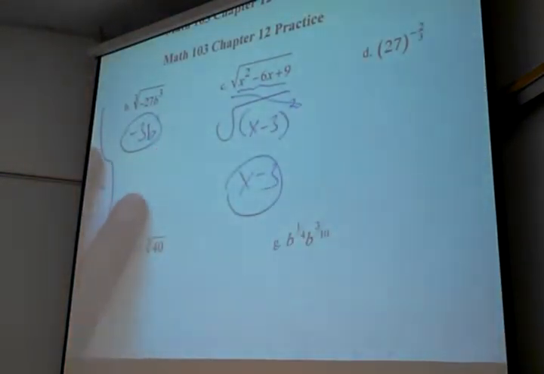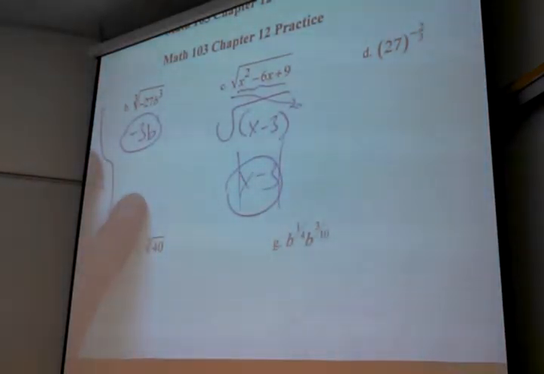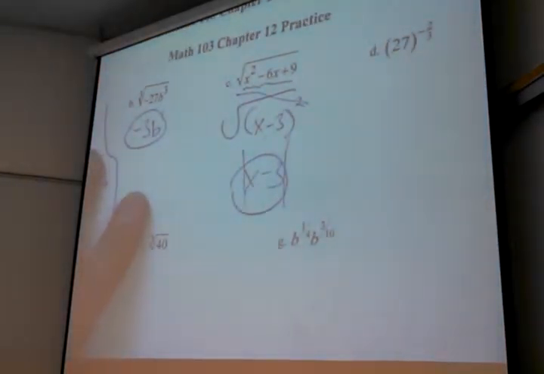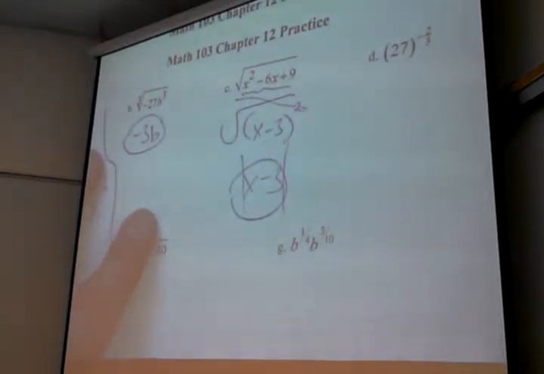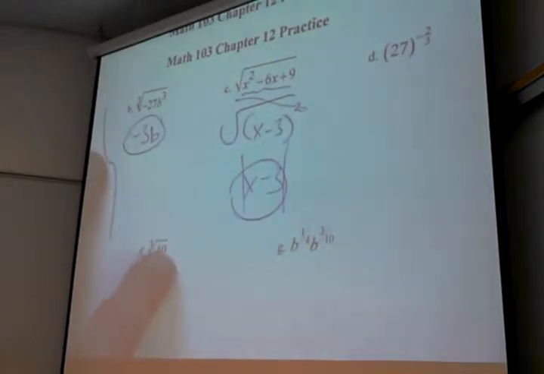X minus 3, yeah. I'm not too concerned. If you put absolute value, that's cool. I understand why you did that, if you did. If nobody did, that's okay. I didn't make a big deal out of that. Remember, you can't have an answer be negative, so you have to put in absolute values if you don't know what it is.